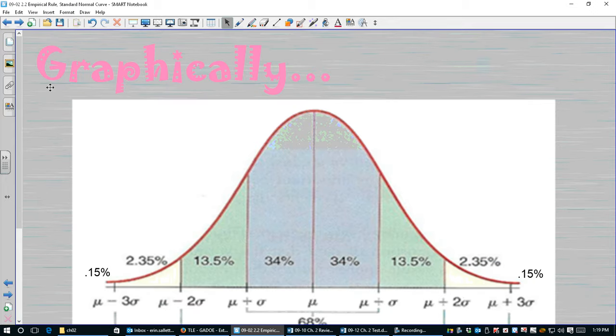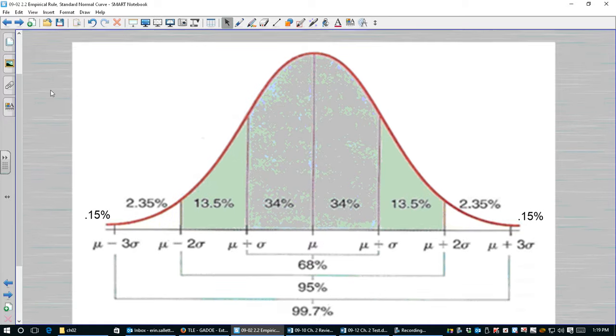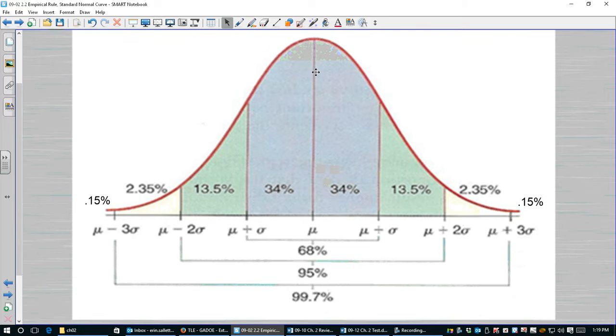So graphically, let's take a look at it. This is what that rule means. Here, our mean is at the center of the normal curve, excuse me. The standard deviations have been added to the right and subtracted to the left. This is going to drive me crazy. So I'm going to make sure that you realize that this is supposed to be subtraction there. That's not addition. The mean at the center, at the peak, we add standard deviations to the right and subtract standard deviations to the left.